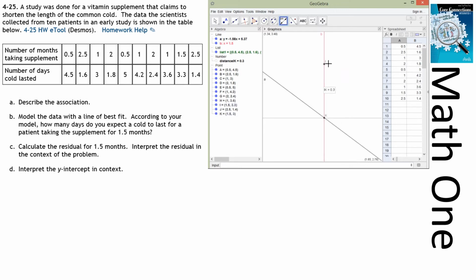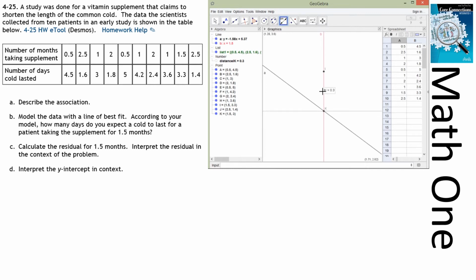Remember, residuals are always the observed value minus what the model says. So observed minus the model. Residuals are positive if they're above your model, and residuals are negative if they're below your model. So calculate the residual for 1.5 months. Interpret the residual in context of this problem.